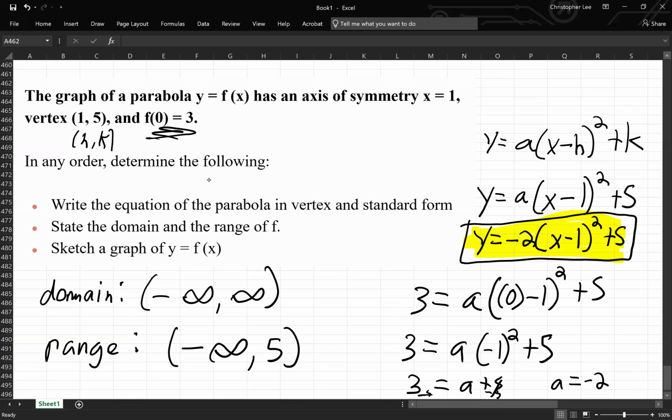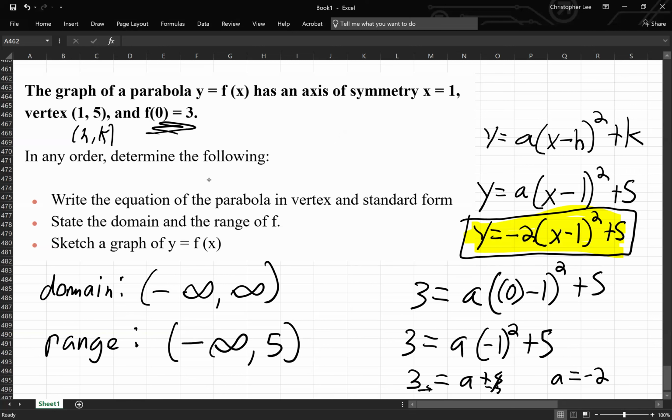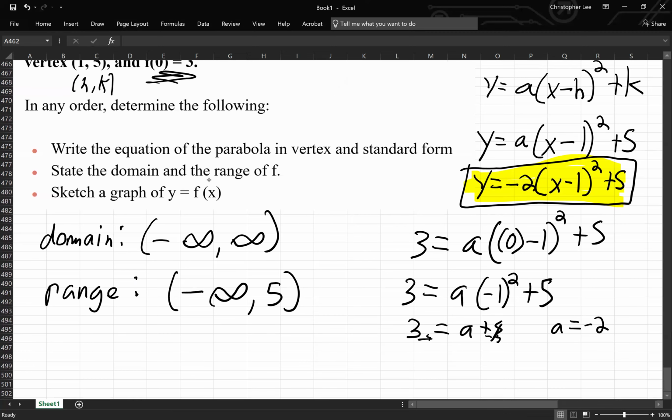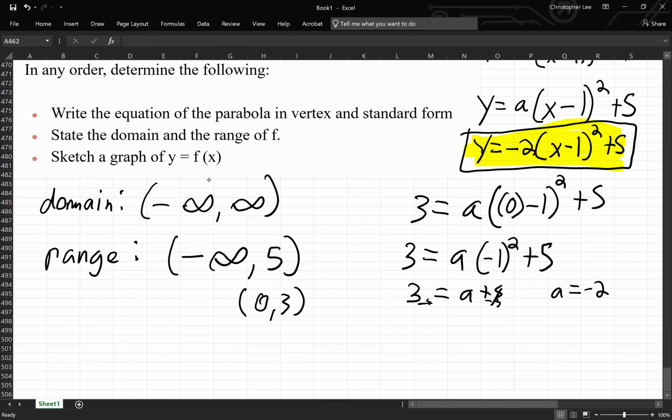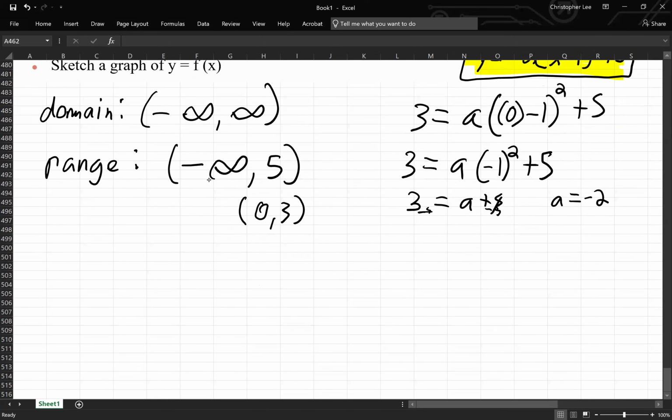What's the next thing that they asked? Sketch the graph. So let's sketch this graph. Also, let me write down this point right here. This point is really important: (0, 3). Why is that important? That is the y-intercept.